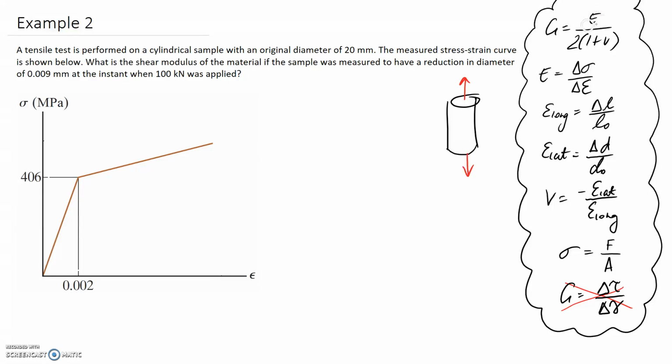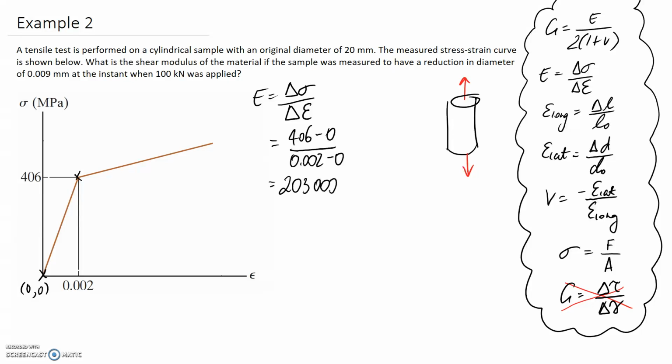So in order to do that, we need to know Young's modulus, and I think that's a good starting point for us. We've been given the normal stress versus normal strain curve, and we know that Young's modulus is the gradient through this linear section. So we can determine what it is. It's equal to the change in stress divided by the change in strain. We're going to use these 2 points. Obviously this is 0, 0. And we end up with an answer for Young's modulus of 203,000, and the units are going to be in megapascals. So we've now got E in the equation.